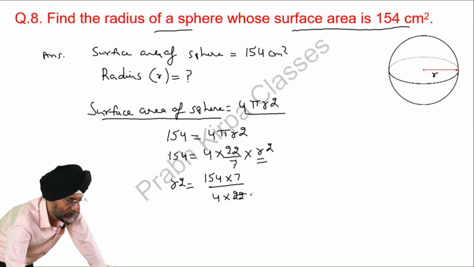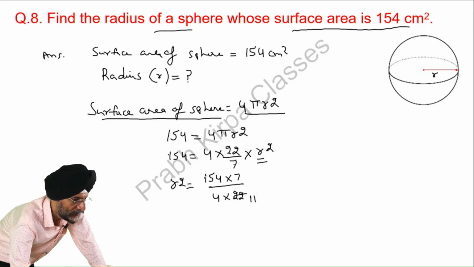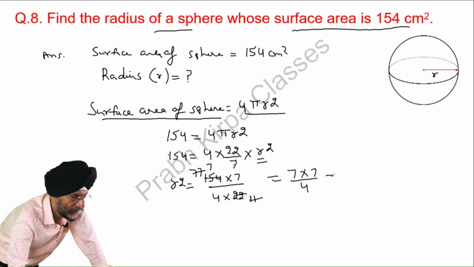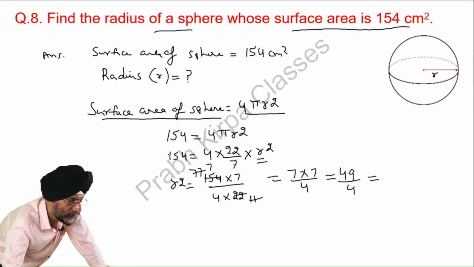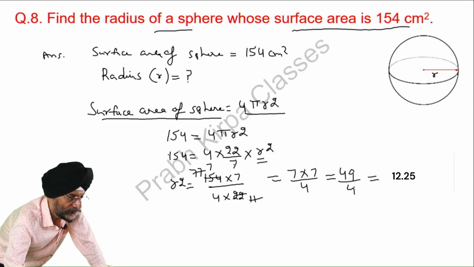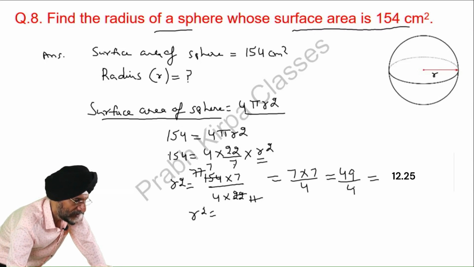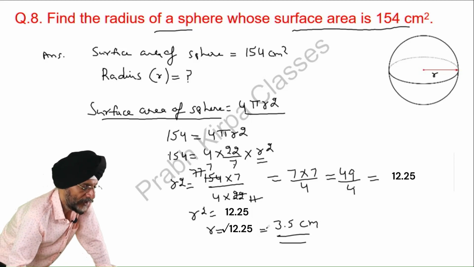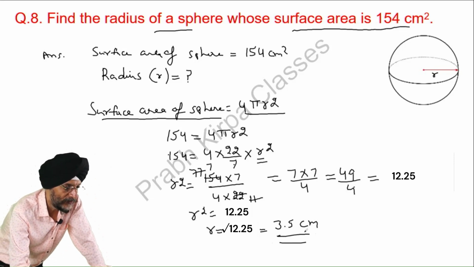Now we will try to solve it. We will divide it by 2, this item by 2. 11 into 7 becomes 77. Now what is left is 7 into 7 divided by 4. It means 49 over 4. In other words, we can say that it is 12.25. This is R square. What is R? It will be under root of 12.25 and it will come as 3.5 centimeter. This is the answer. We have been able to calculate the radius of the sphere as 3.5 centimeter.